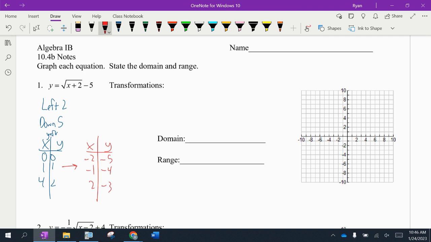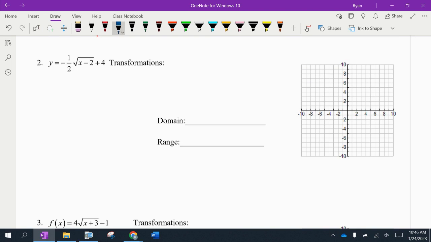-2, -5. This is my first point, so I like to make it bigger because this is going to be our launching point. -1, -4, and 2, -3. So starting at my first point, I want to hit those other ones, and there's my graph. The domain is going to go from -2 to infinity. That's my farthest x point to the left. And my y value is going to go from -5 up to infinity, my lowest y value when it's going all the way up.